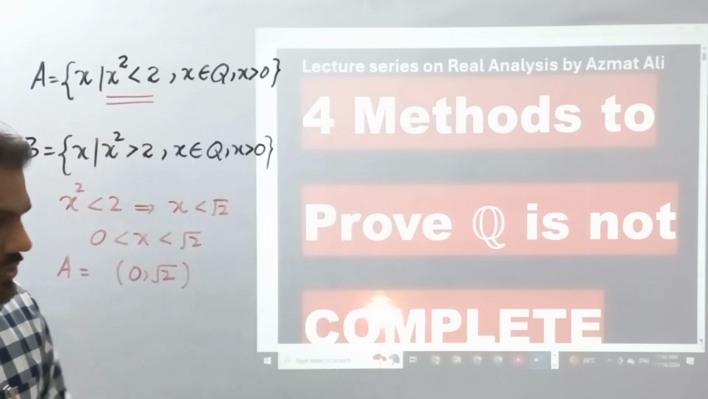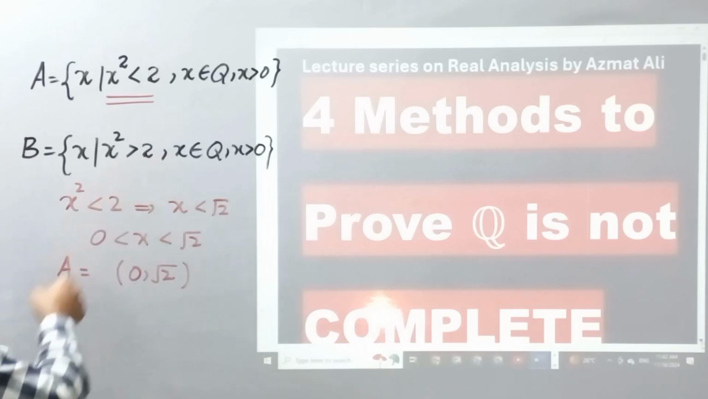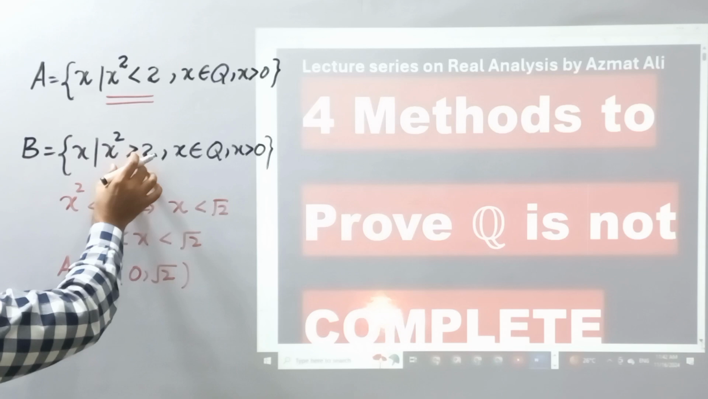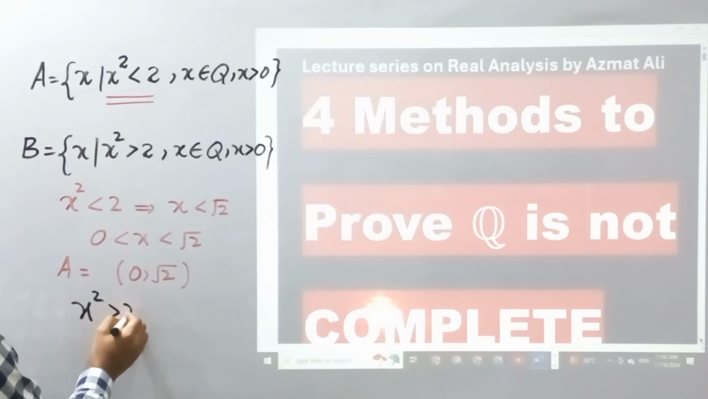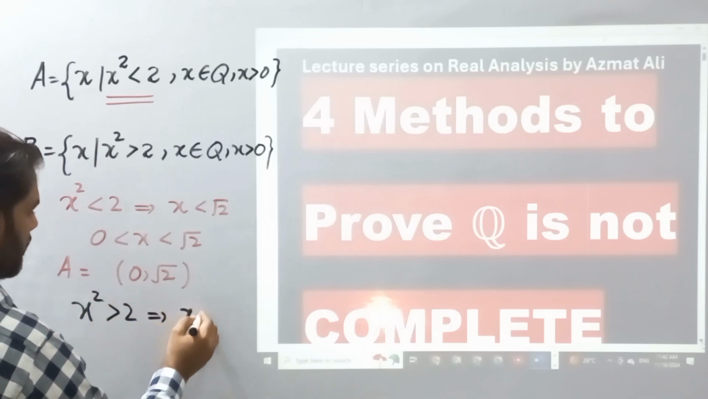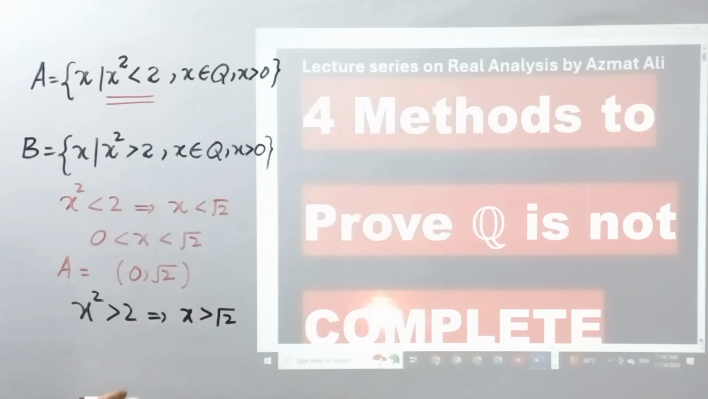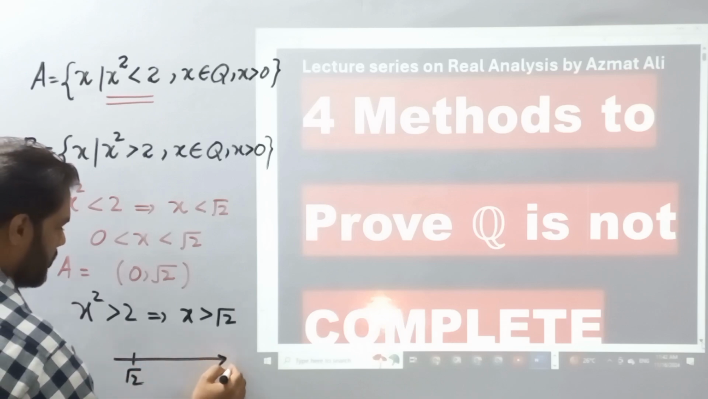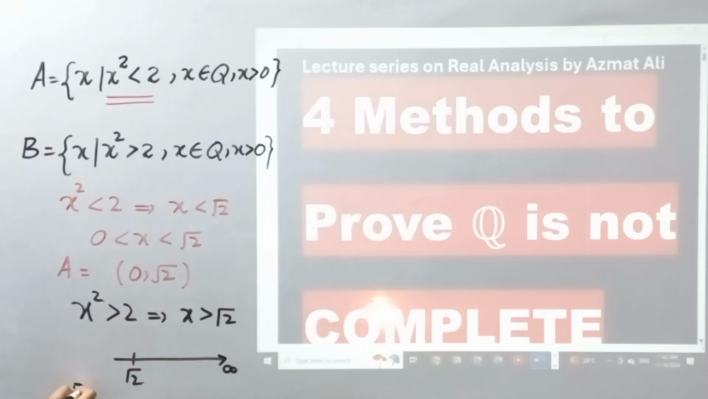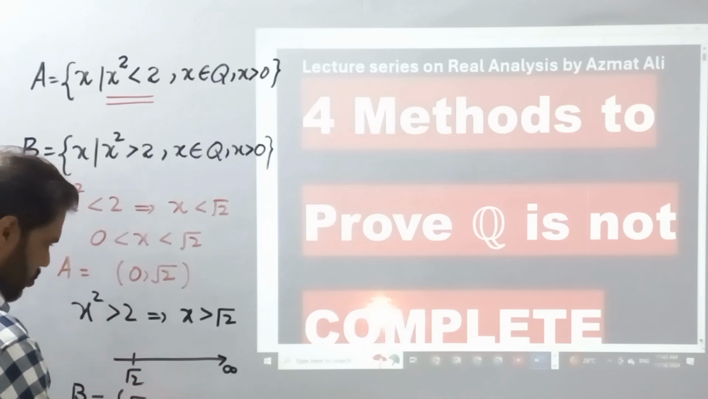In a similar fashion, if we write the elements of set B, then set B consists of all those positive rational numbers whose square is greater than 2, x square is greater than 2. From this, after taking square root, we have x greater than square root 2. Now this consists of all those rational numbers which are greater than square root 2. So in the form of an interval, B consists of all those rationals that lie in the open interval square root 2 to positive infinity.